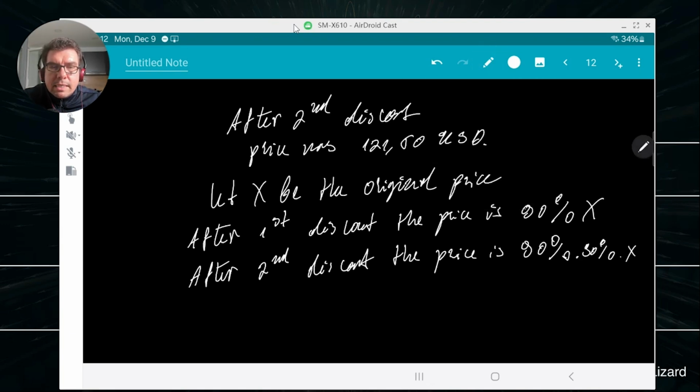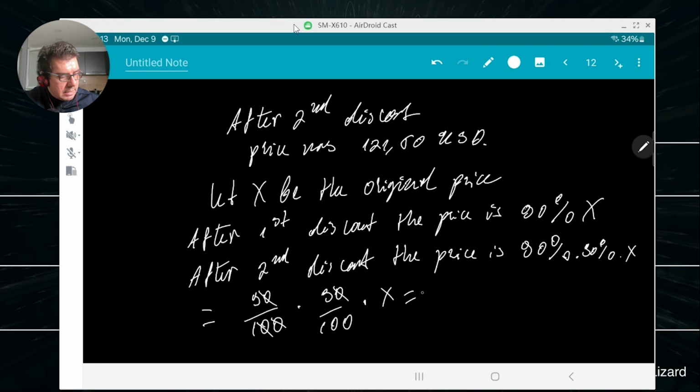So what is 90% times 90%? This is 90 over 100 times 90 over 100 times X. I reduce the zeros, so I get 9 times 9 is 81 over 100 times X, which is basically 81% of X.